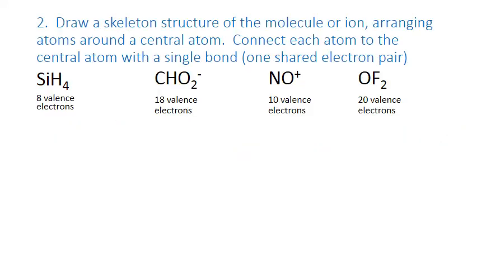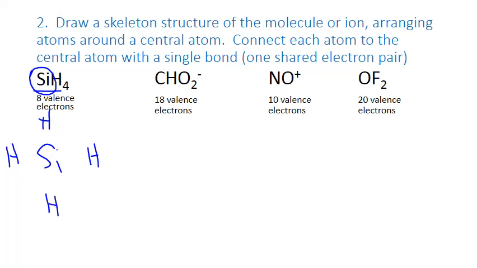So our next step is to draw a skeleton structure of the molecule or ion, arranging atoms around a central atom. When you look at a molecular formula, there are a few tips for picking out what's going to be your central atom. Generally, if you have a formula that has only one of a certain element, that one is going to be in the center. Another good rule of thumb is that whenever you see hydrogen as one of your atoms, it's never, ever a central atom. It has to be on the outside. So we'll put hydrogen around our silicon as our central atom.